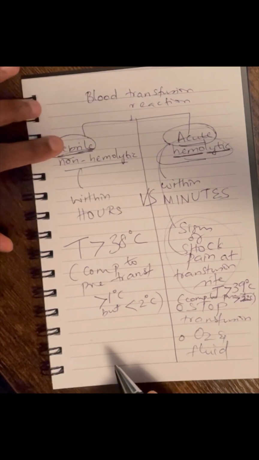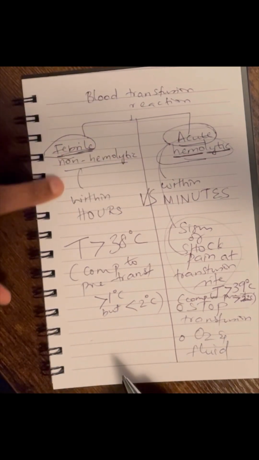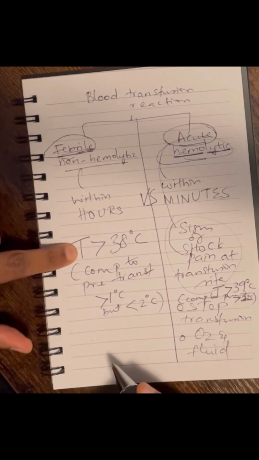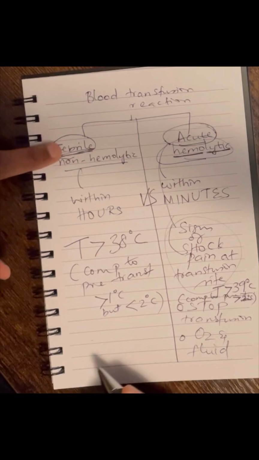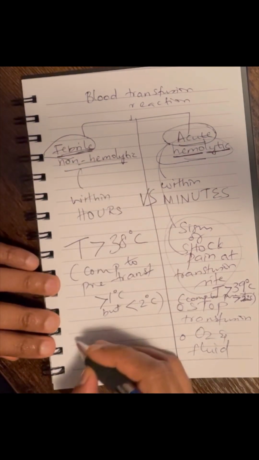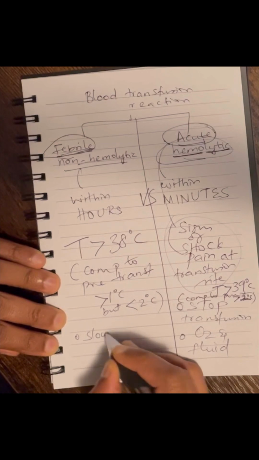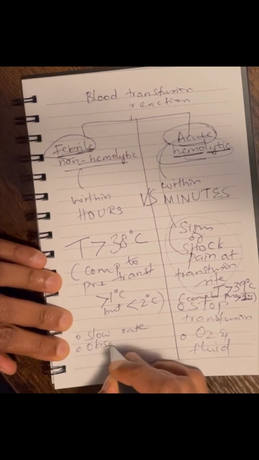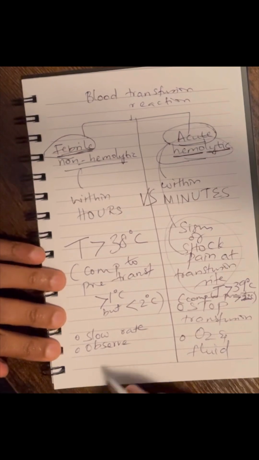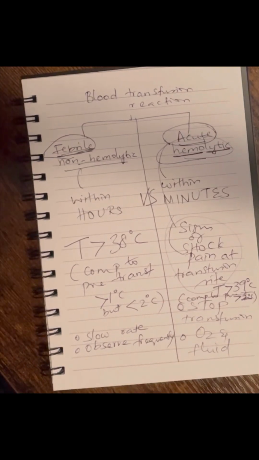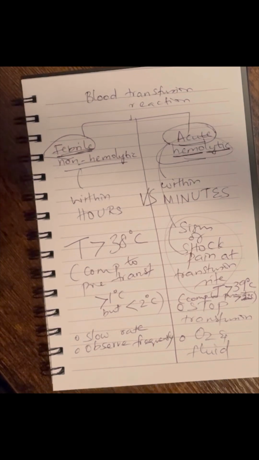And here in febrile non-hemolytic, you can see it takes time to happen, the temperature change is not as much, and there is no hemolysis happening, so you don't need to worry about stopping the transfusion, but you can slow down the rate of transfusion and keep observing the patient frequently to just make sure they don't develop any other severe complications that may lead you to changing the style of management.